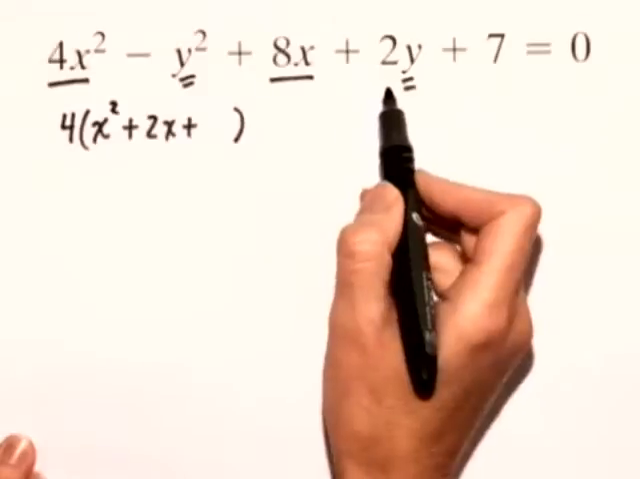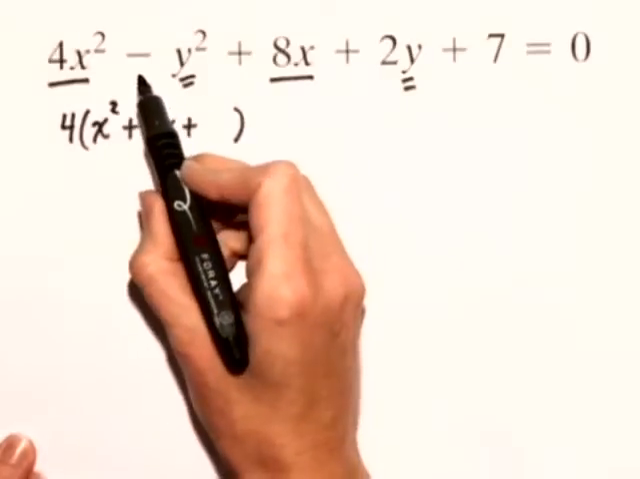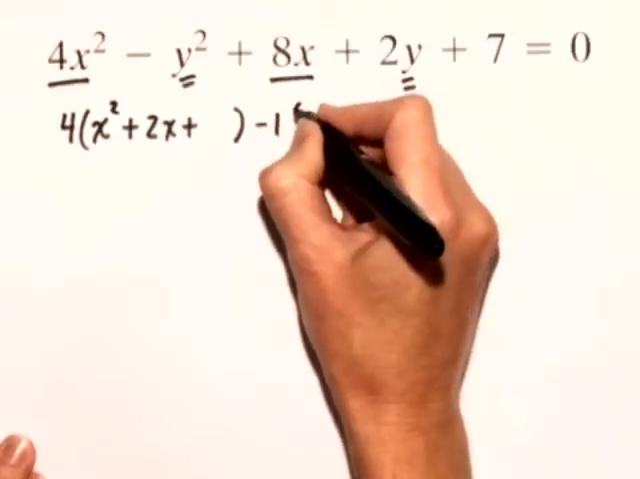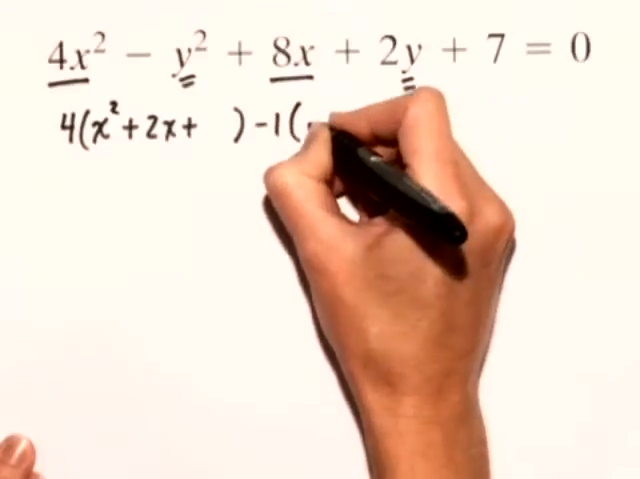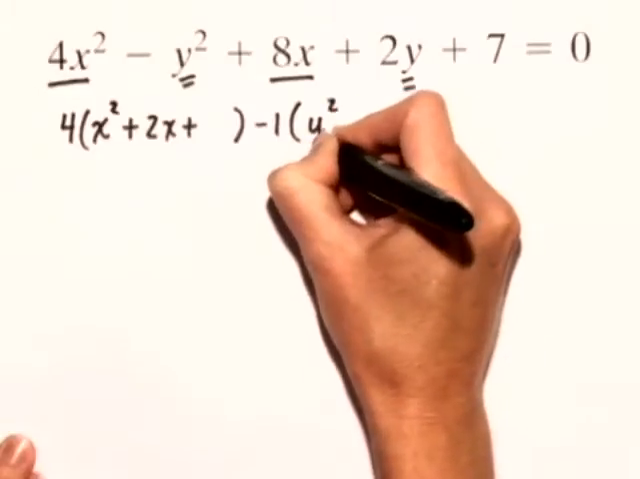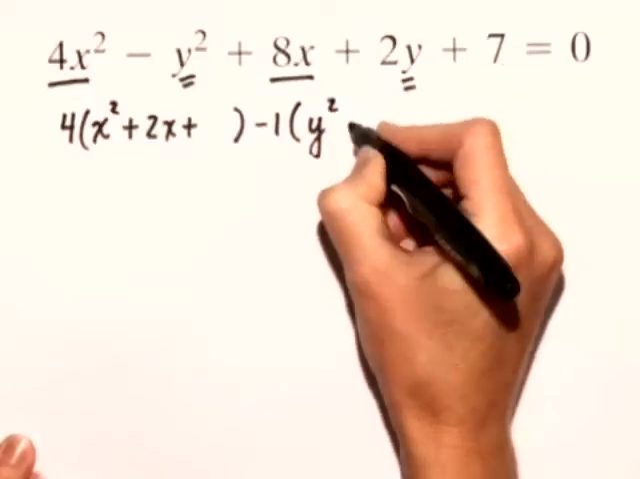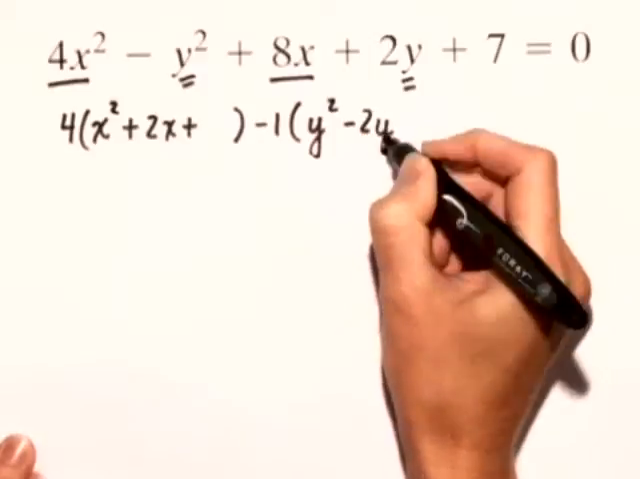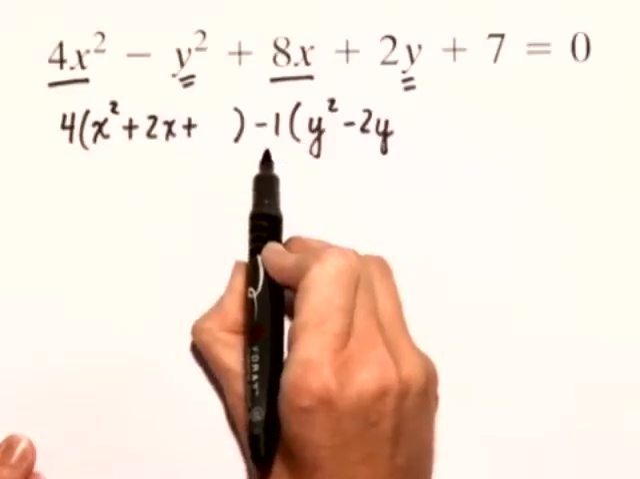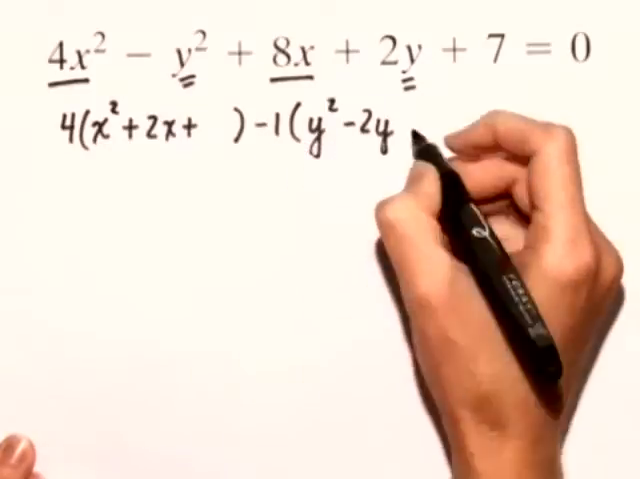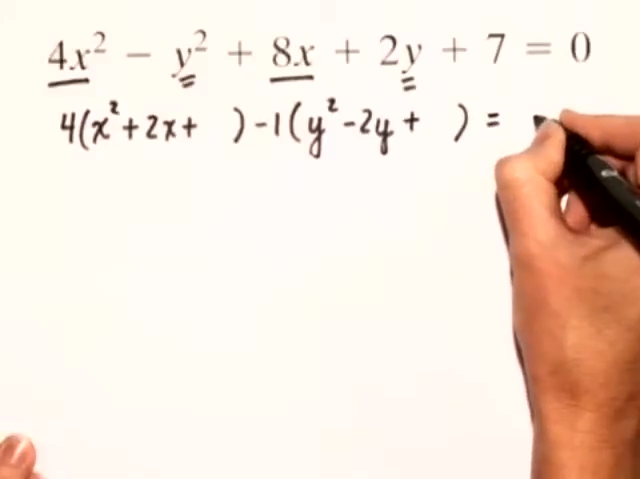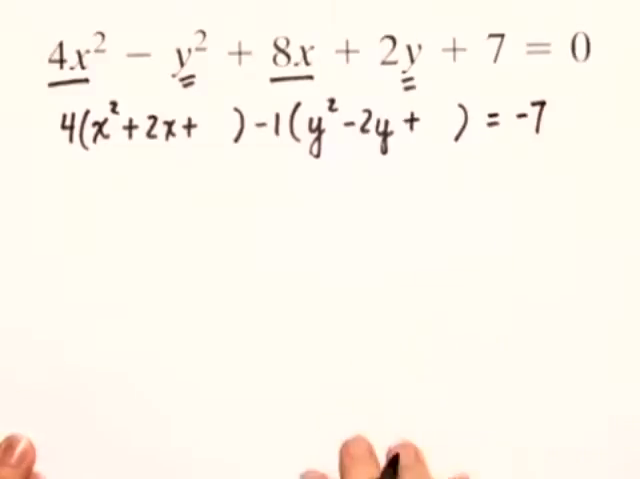Let's collect these terms at the same time, factor out the negative 1 from the y squared so that the y squared term also has a positive 1 coefficient. So we'll have negative 1 times the quantity y squared, and then minus 2y, because if we distribute this negative 1 back through, we would have negative y squared plus 2y. And we'll leave some space, and we'll put the 7 on the right-hand side, and it becomes negative 7.